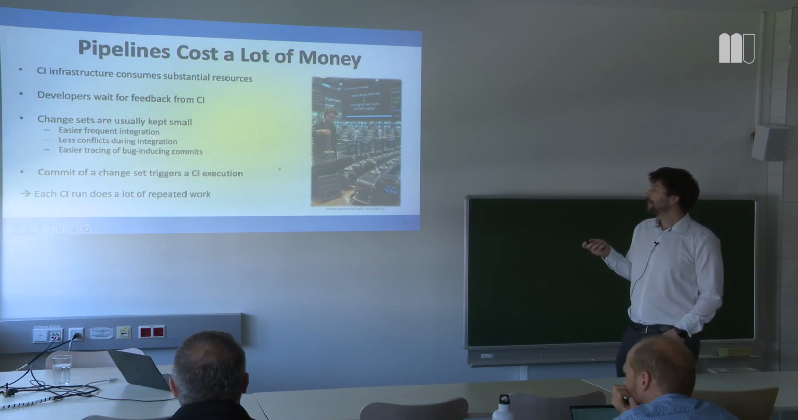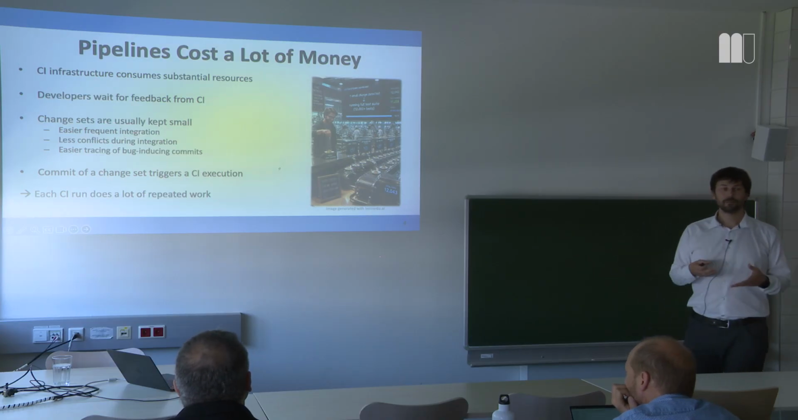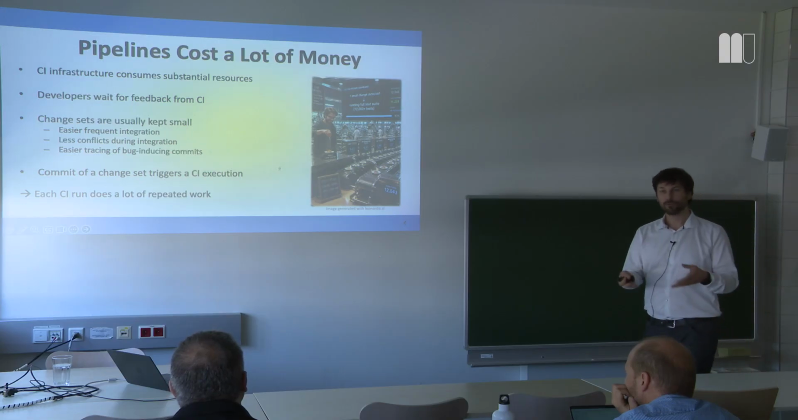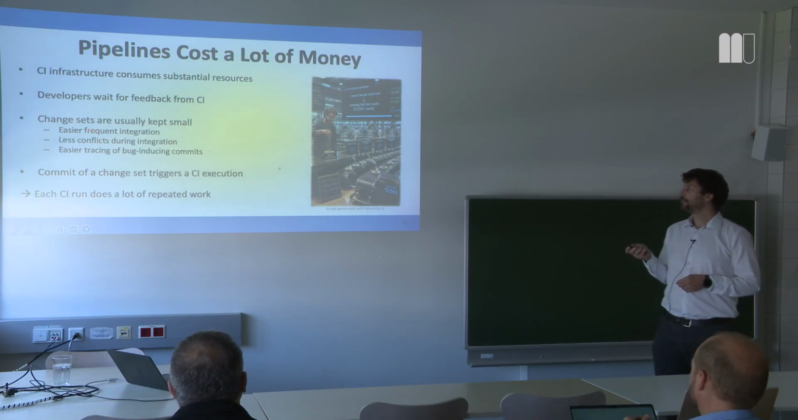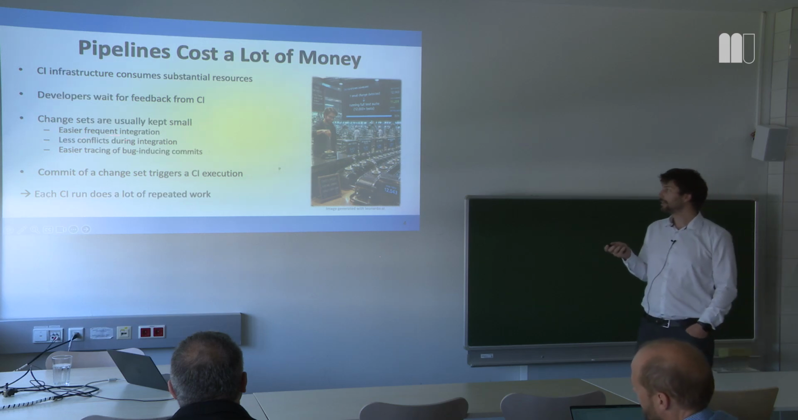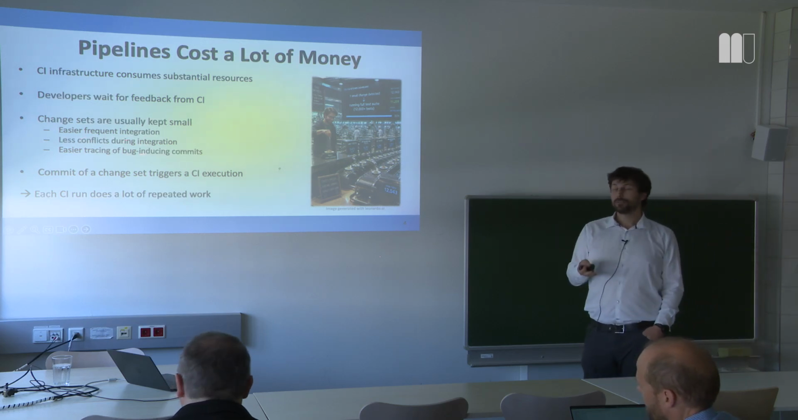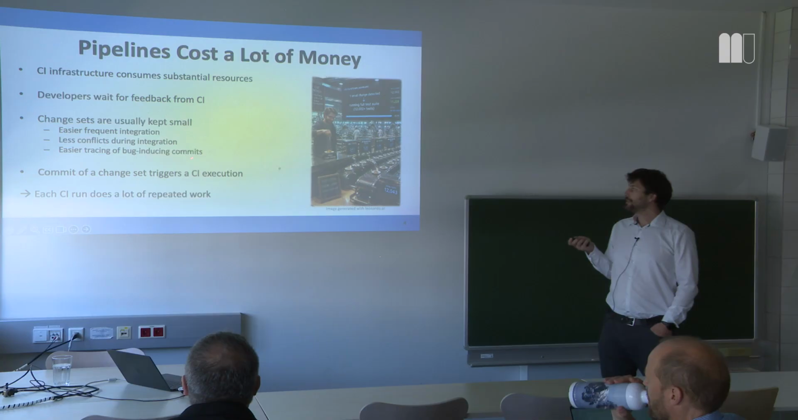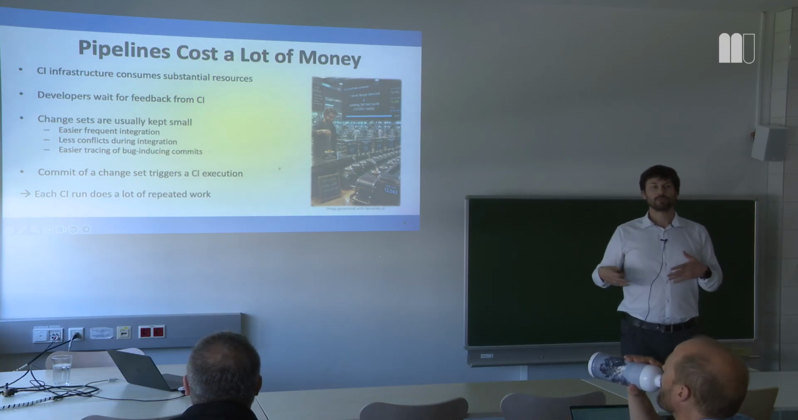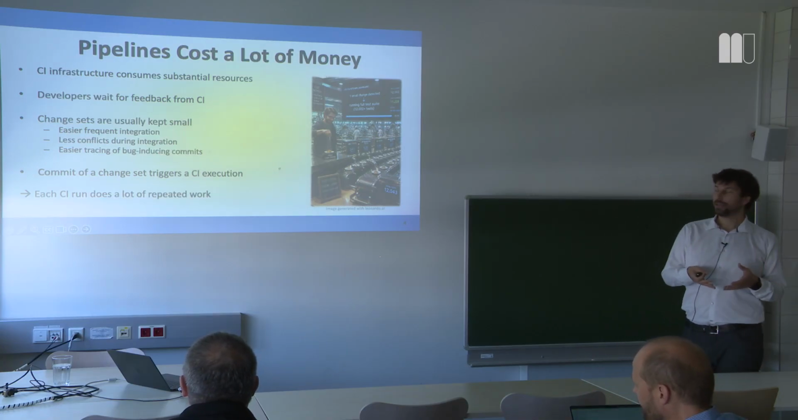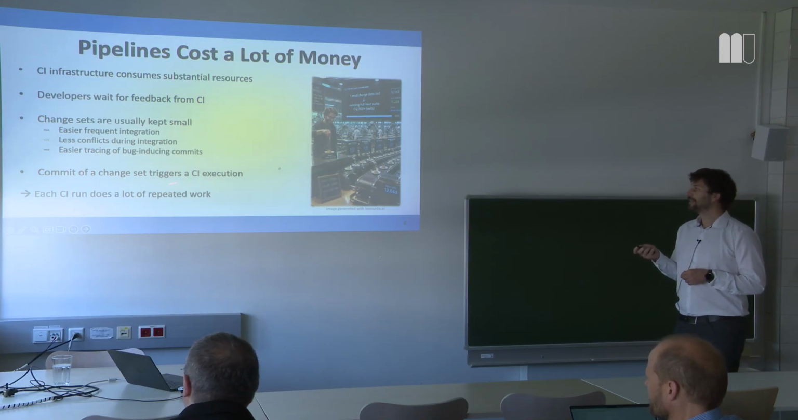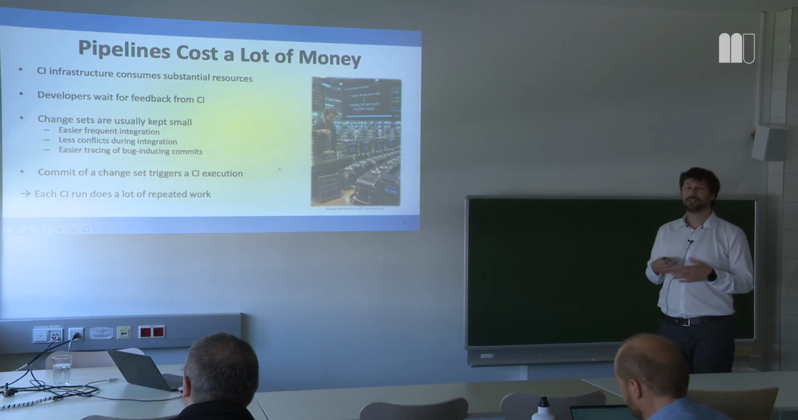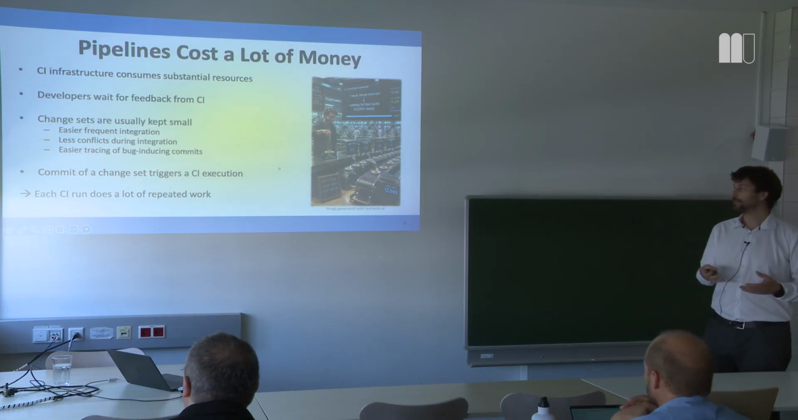For that reason, these change sets are usually kept very small. So they try to have only small and very short feedback cycles, which helps to have easier and frequent integration, fewer conflicts during integration, so fewer bugs, and also easier tracing of bug-inducing commits, which means if you do something wrong, you have only a small span of things that you need to check. As I already said, ideally you trigger a CI execution for everything that you do on the system, and this is quite a lot, as we will see in a minute.